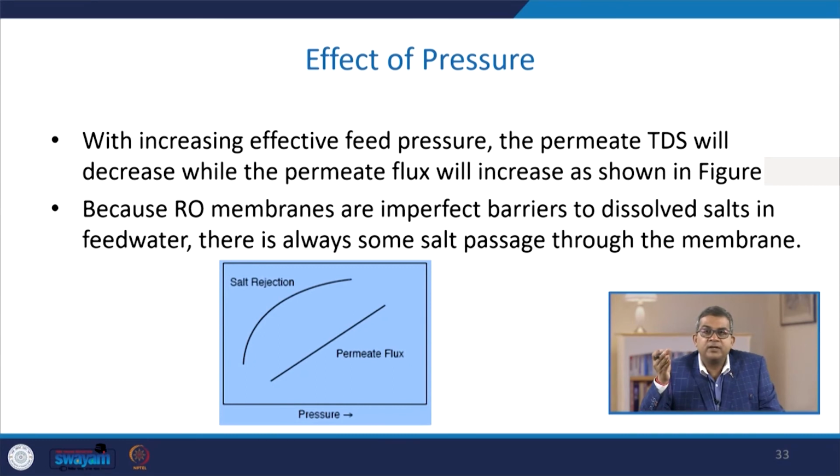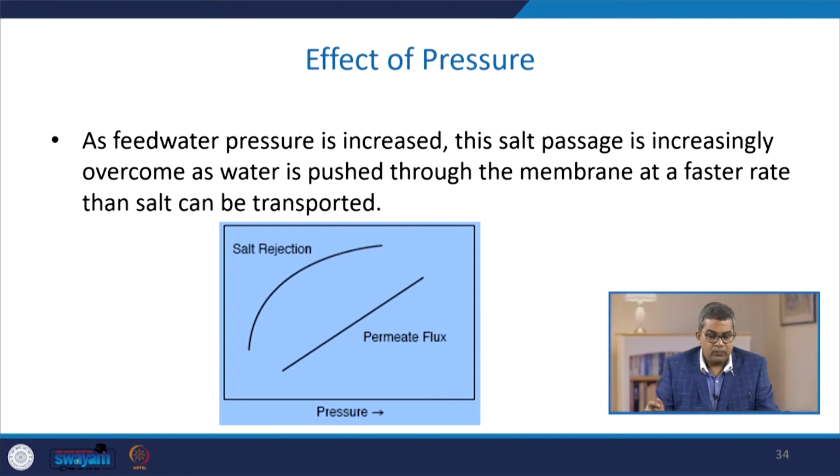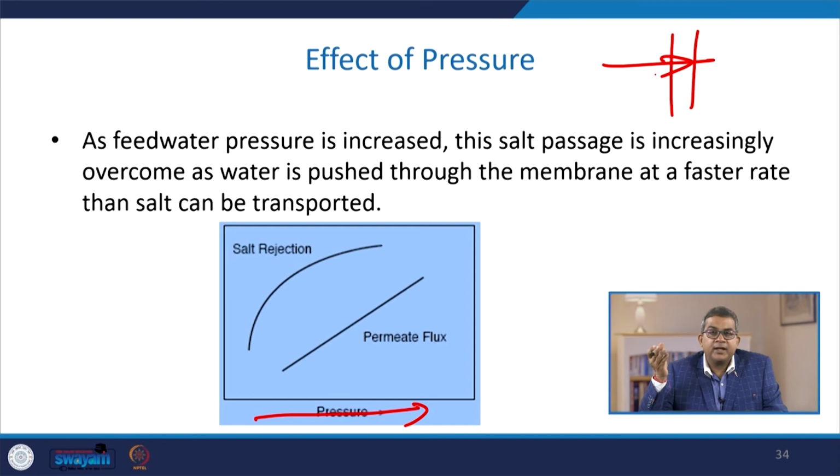Now, let us have a discussion about the pressure. With increasing effective feed pressure, the permeate TDS will decrease while the permeate flux will increase, as shown in this particular figure. This is the pressure, and you see that permeate flux is increasing, and so is salt rejection. Because reverse osmosis membranes are imperfect barriers to dissolved salt in feed water, there is always some salt passage through the membrane. As feed water pressure is increased, this salt passage is increasingly overcome as water is pushed through the membrane at a faster rate than the salt can be transported.